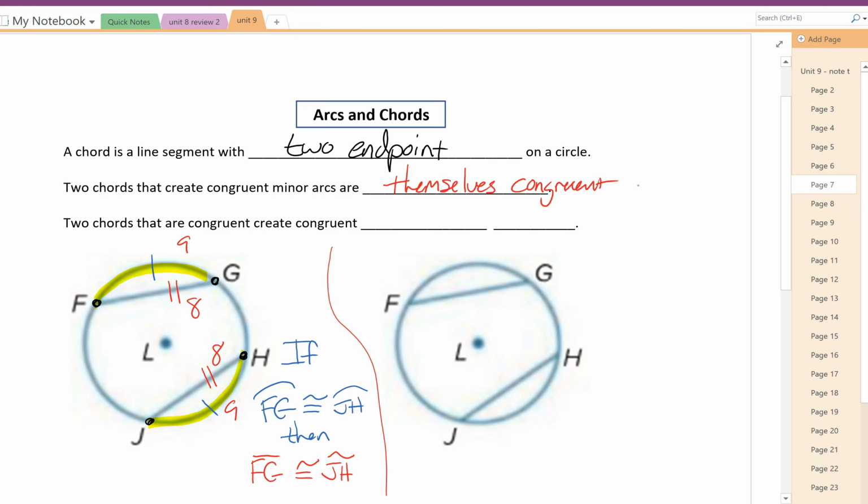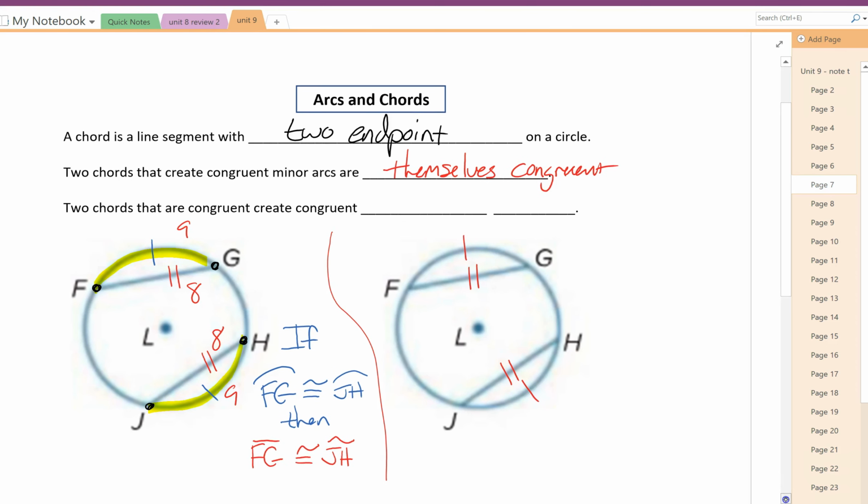And it works the same way in reverse. Two chords that are congruent create congruent minor arcs. So let's say instead I start out knowing that FG is congruent to JH. That tells me then that arc FG is congruent to arc JH.